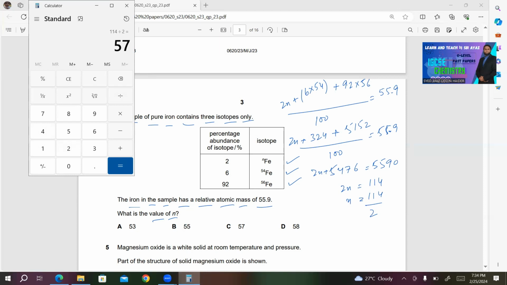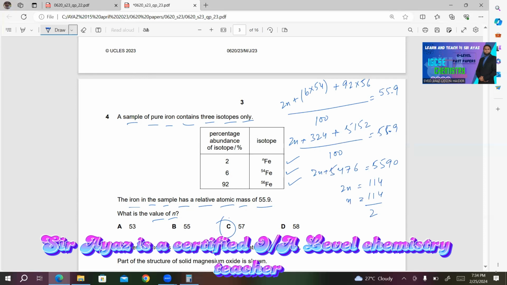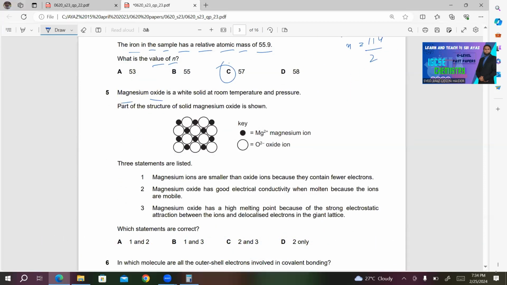You will get the value 57. So C will be the right answer for this MCQ. Magnesium oxide is a white solid at room temperature and pressure. Part of the structure of solid magnesium oxide is shown. Key: Mg2+ magnesium ion, O2- oxide ion.